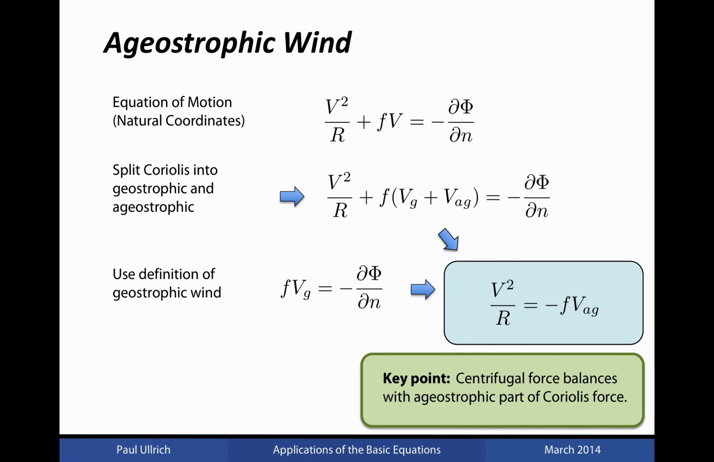From the definition of the geostrophic wind here given on the third line, we can then write the ageostrophic wind in terms of the centrifugal force that it then experiences. So as we see from this expression shown here in blue, the centrifugal force is balanced by the ageostrophic part of the Coriolis force.